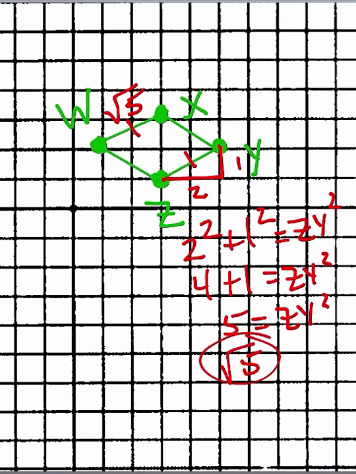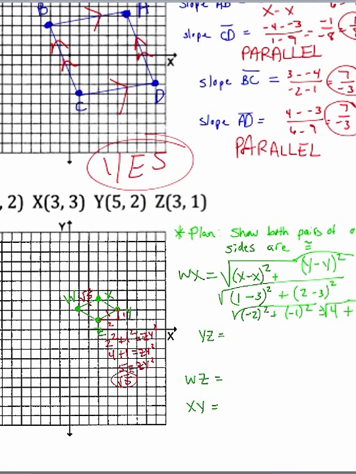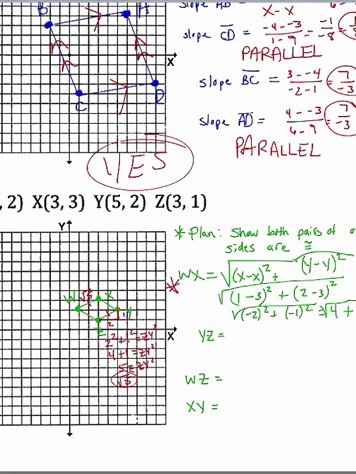So there's a nice refresher of the distance formula over here. And then also remember you can do a Pythagorean theorem just by counting over and up between the 2 points. So those two sides are congruent, and again, I have to show that both pairs of opposite sides are congruent. So I'm going to go on and find WZ and XY in the same way. Now, since it's smaller, I'm going to use the counting method.